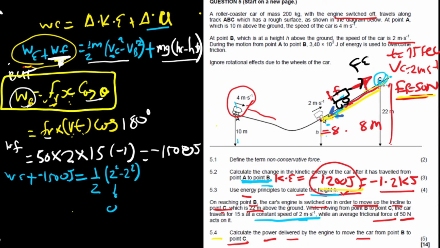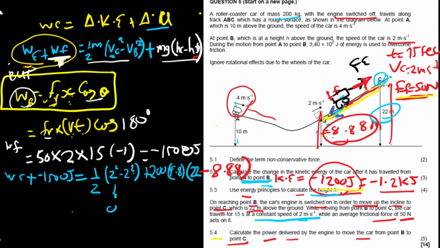Because 2 squared equal to 4, minus 4 equal to 0, 0 times a half equal to 0. So show it in the exam, but we know it's going to be 0. Plus mass equal to 200, times G equal to 9.8, times height final. What is height final? 22. And then we minus, what is the height initial? Height at B, we have equal to 8.8, at B, 8.8.